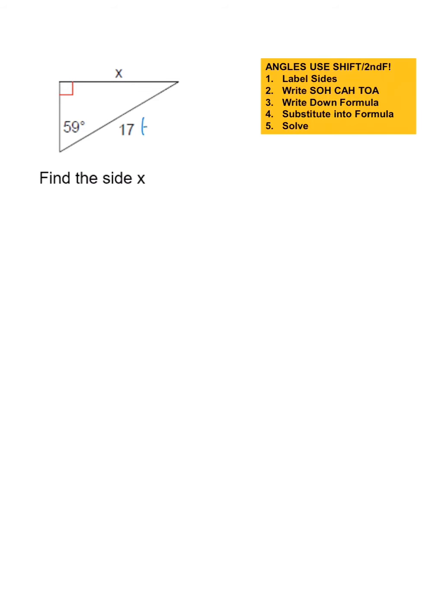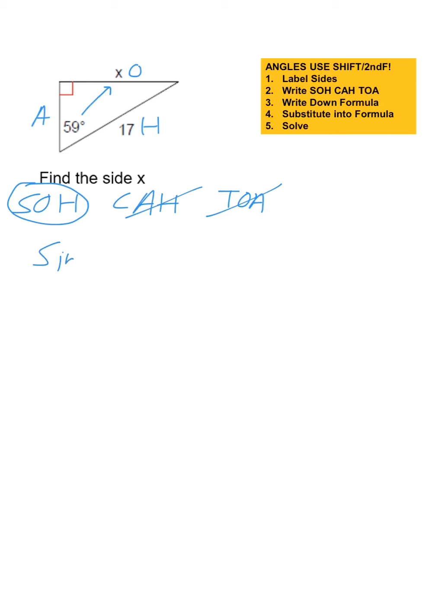So we have our hypotenuse here. The angle is 59, so x is our opposite, and then the adjacent. Now let's write SOH CAH TOA. Now we can see we have no information for the adjacent, so anywhere we see an A, let's put a line through it. So that means we're going to be using SOH. So that means sine of our angle, so sine of 59 is equal to the opposite over hypotenuse.